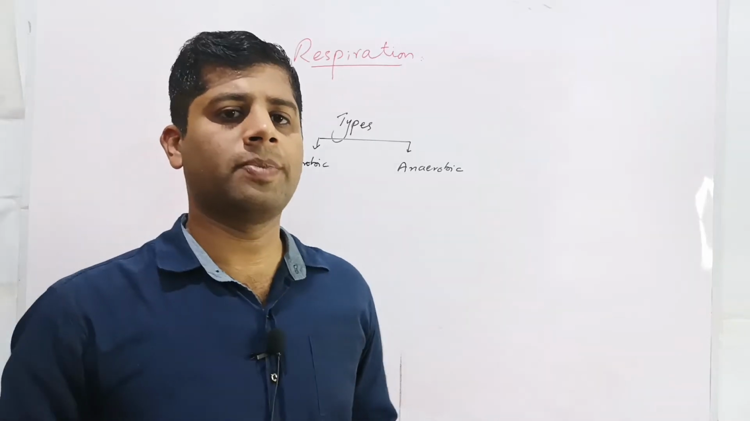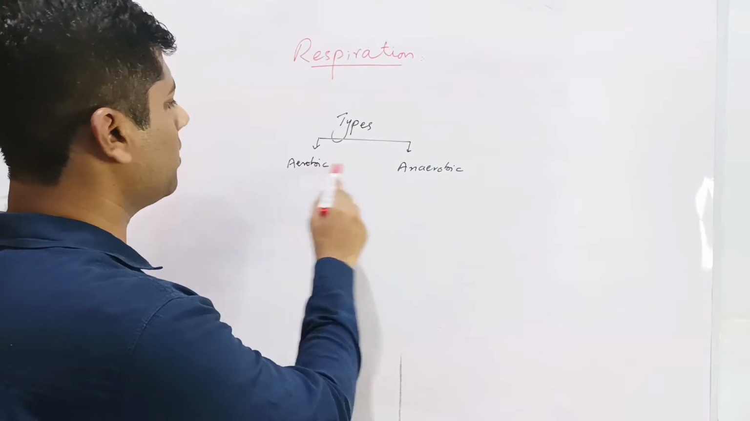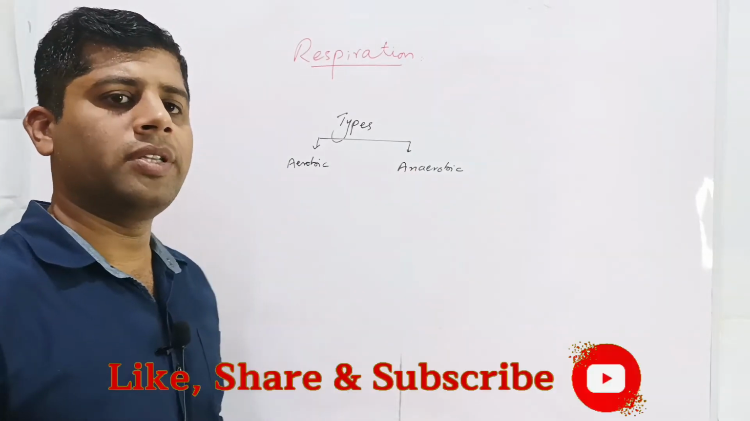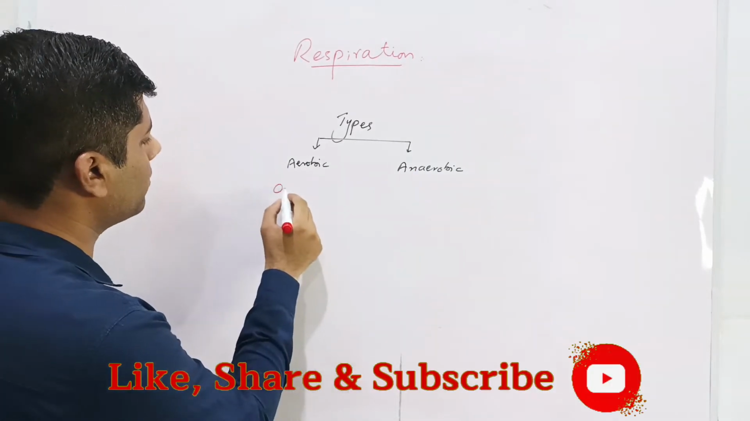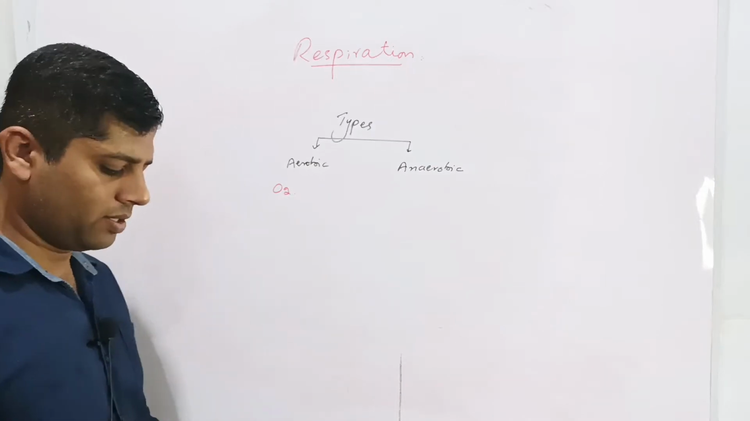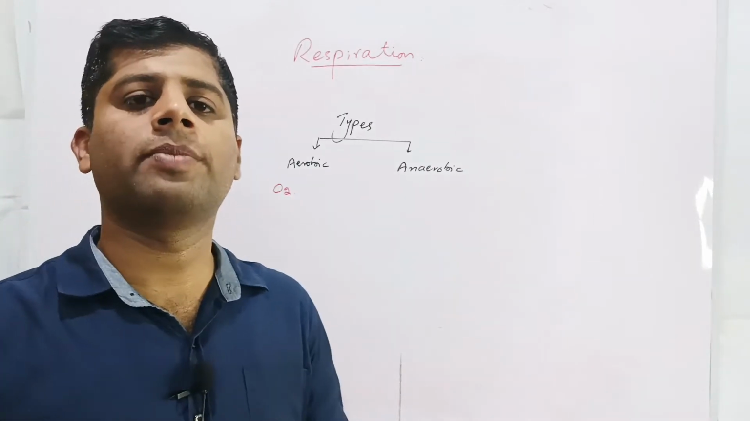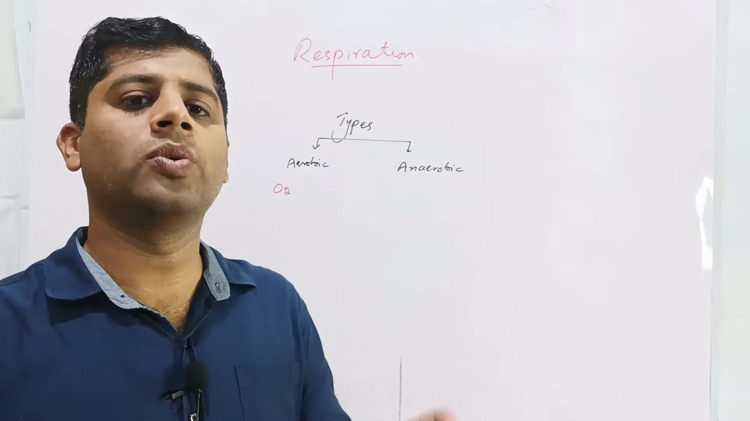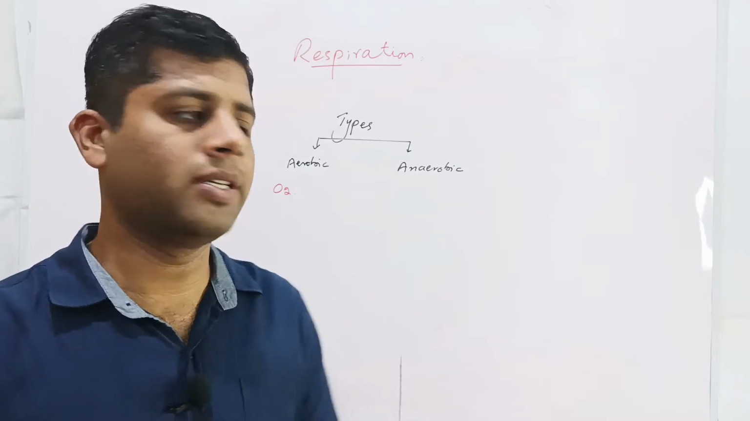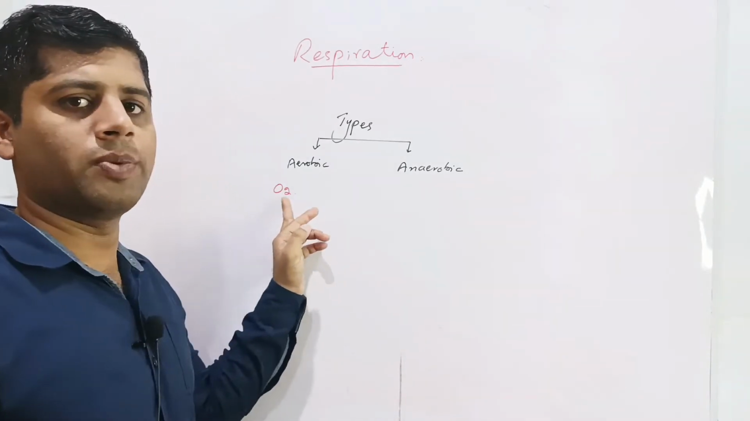There are two types of respiration. First one is aerobic and other is anaerobic. The respiration which occurs in the presence of oxygen is called aerobic respiration, or the respiration in which atmospheric oxygen is available and the glucose molecule is completely oxidized in the presence of oxygen, it is called aerobic respiration.